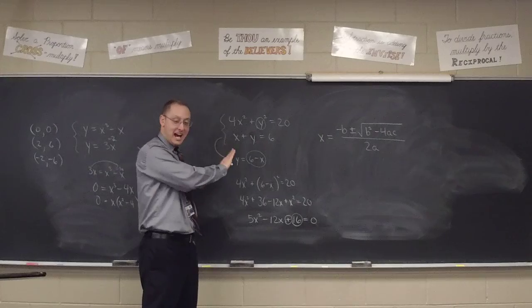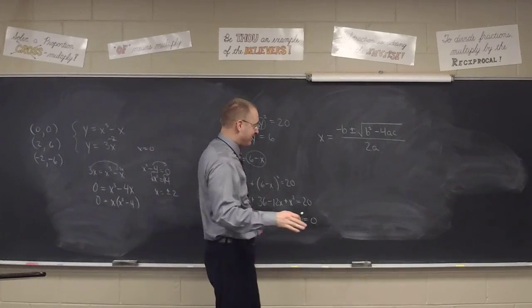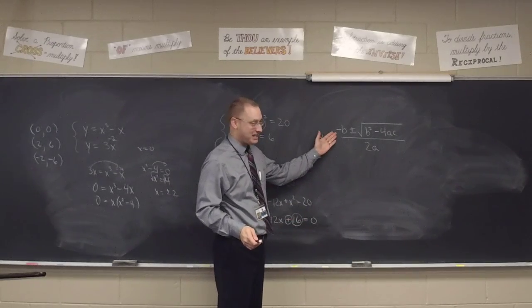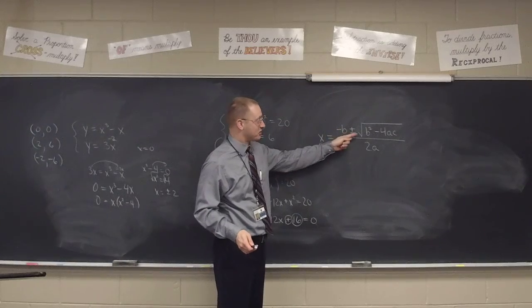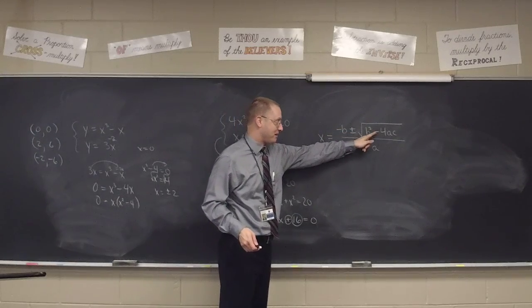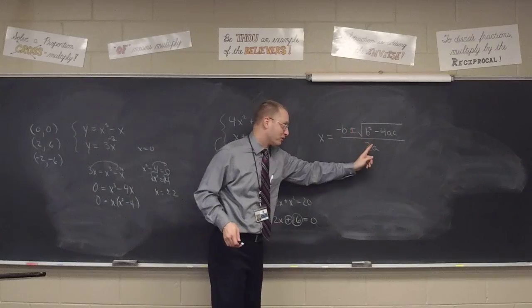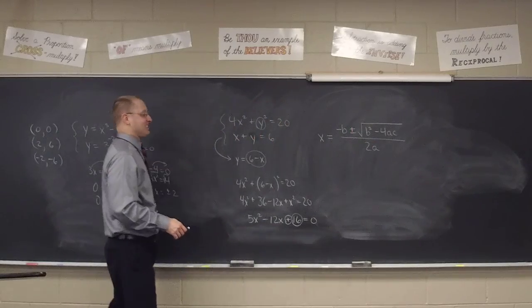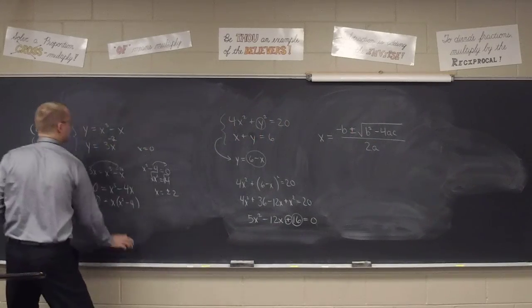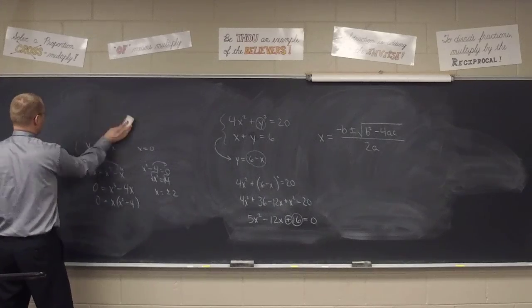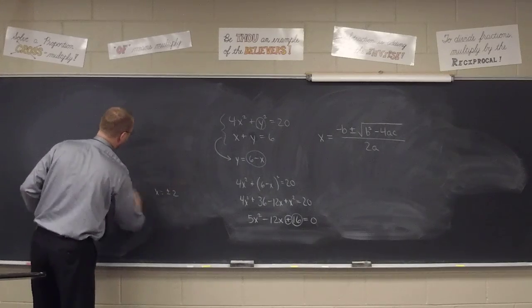All right, so now that we've written it down, let's say this together, class. x equals negative b plus or minus the square root of b squared minus 4ac all over 2a. Again, x equals negative b plus or minus the square root of b squared minus 4ac all over 2a.